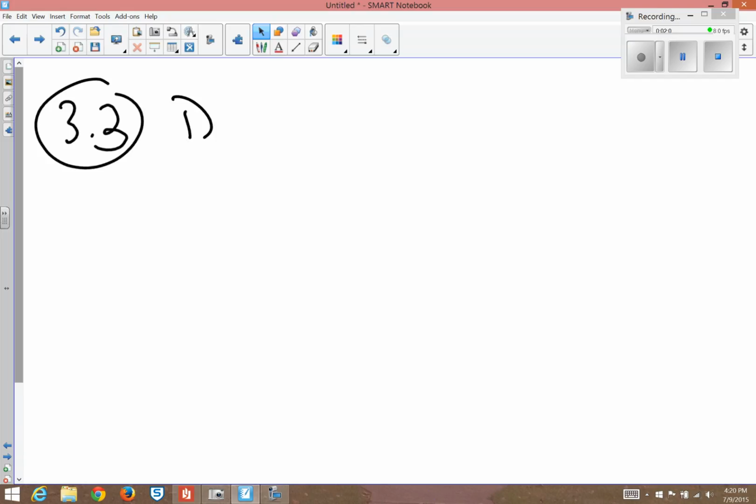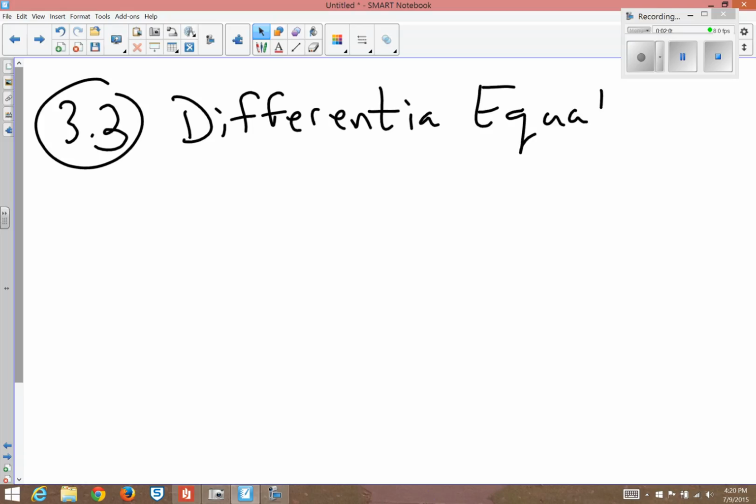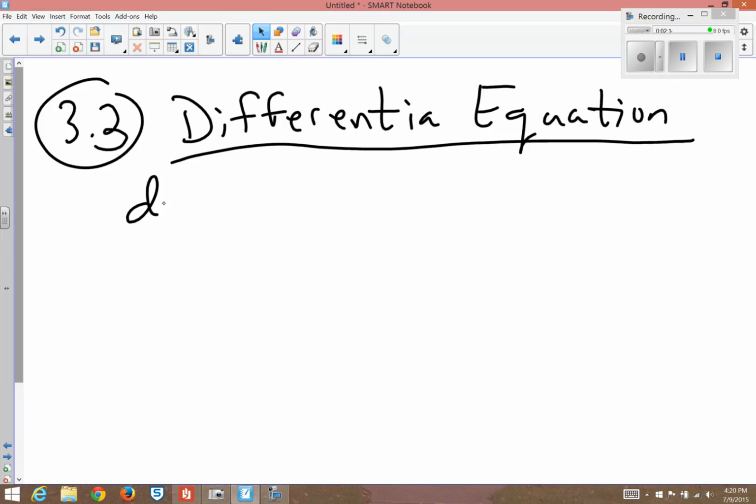In chapter 3, section 3, we talk about something called differential equations. A differential equation is any equation that has a derivative. Here's an example. This is an equation because we see the equal sign. The equation has a derivative, dy/dx, so this is a differential equation. Any differential equation that has this form has the solution. This is the solution.